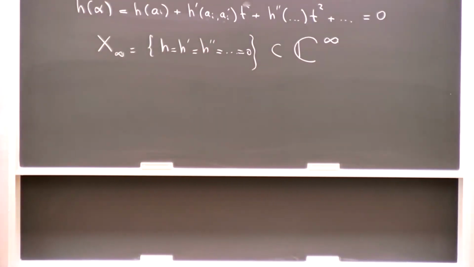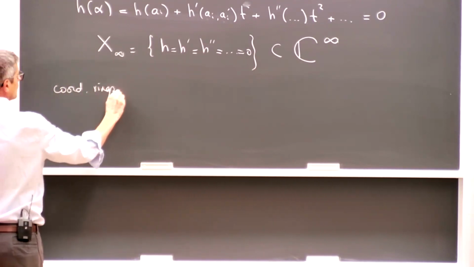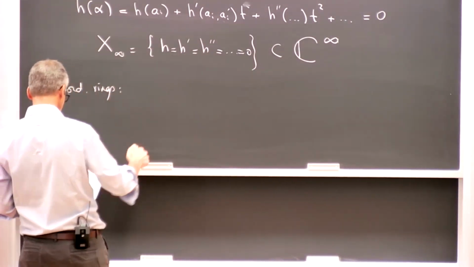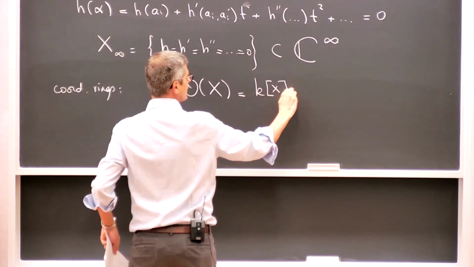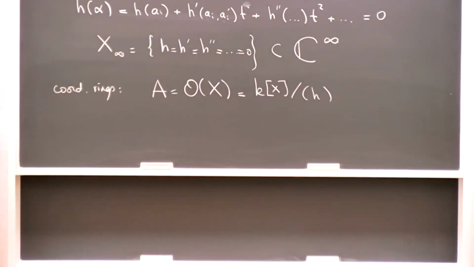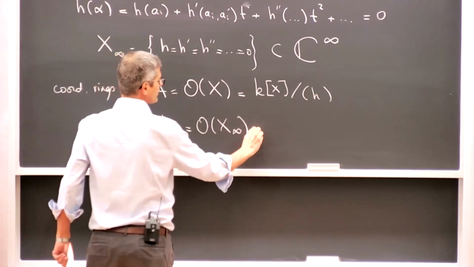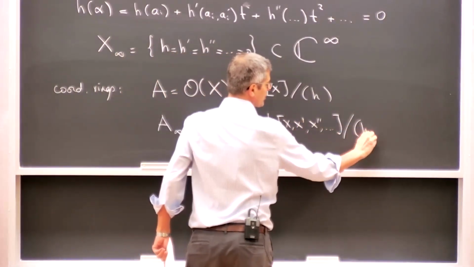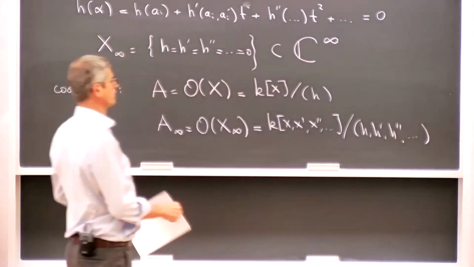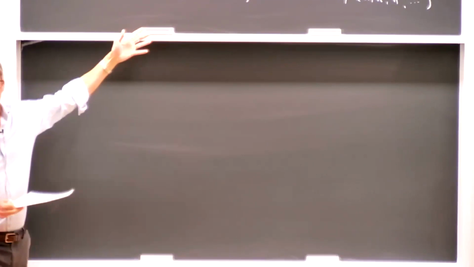Sometimes it's convenient to think about the equations and the coordinates directly, and so to think about the coordinate ring. Let me denote by A the coordinate ring of the variety, which in my notation is just some polynomial ring modulo certain equations. And now I'm going to denote by A infinity the coordinate ring of the arc space. This will be just a polynomial ring in infinitely many variables modulo my equations H'. So this is how you see that, in fact, you get a scheme. If you start with an affine variety, you get an affine scheme, but it's not of finite type.